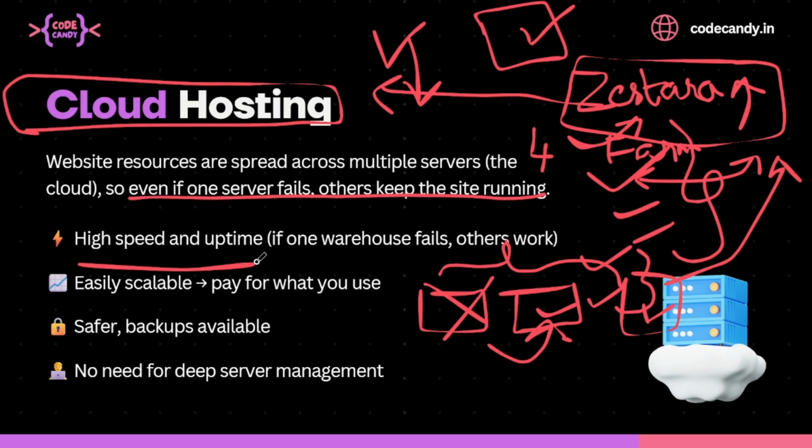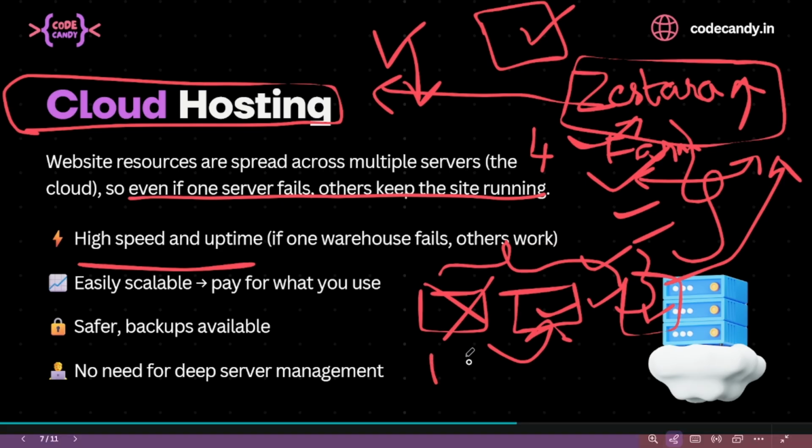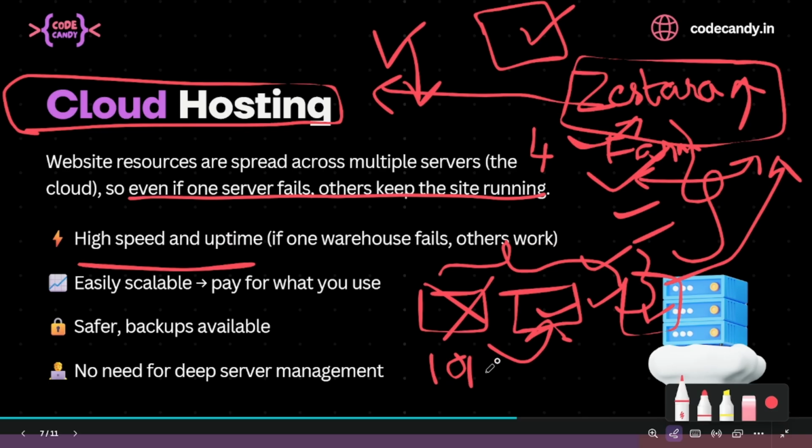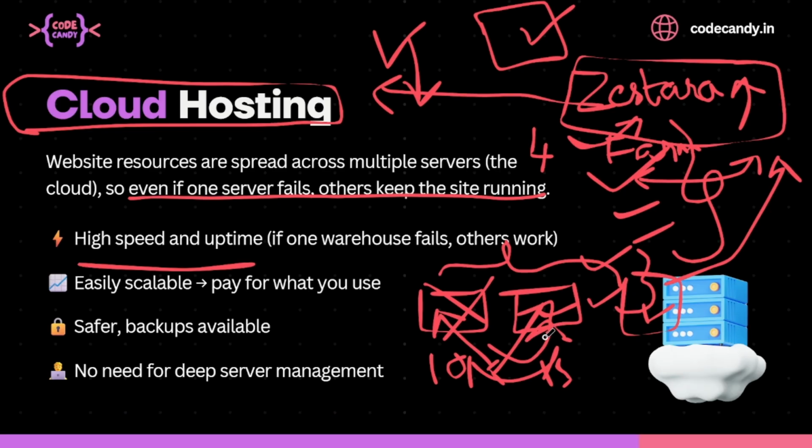Whenever things are in the cloud, of course it will be high speed because you will have multiple resources. If this capacity is 10K visitors only, and suddenly I get 15K people, these two servers will do load balancing. Some traffic will be handled by this server, some by that server. In this way, your website never goes down.